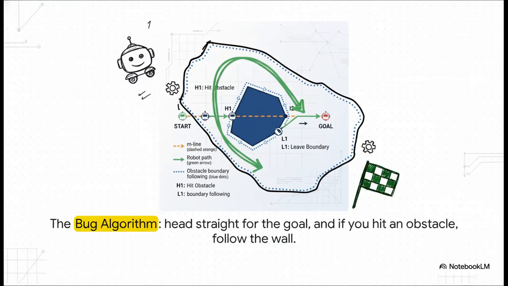Meet the bug algorithm. And yeah, it's pretty much as simple as it sounds. The robot basically has two rules. Rule 1, go straight toward the goal. Rule 2, if you hit something, just hug the wall and follow it around. It's not elegant, not by a long shot, but for a simple robot with limited sensors and no map, it's a surprisingly decent place to start.